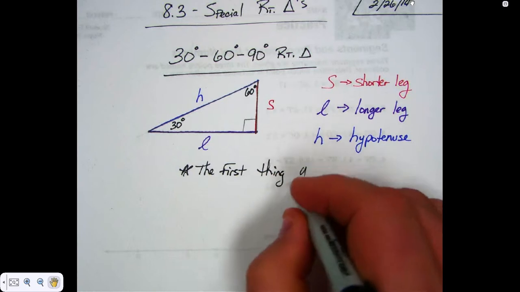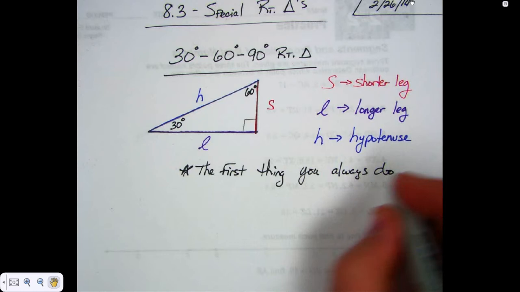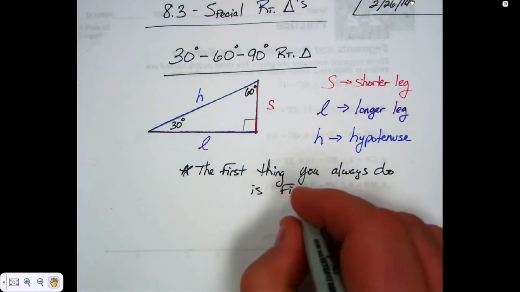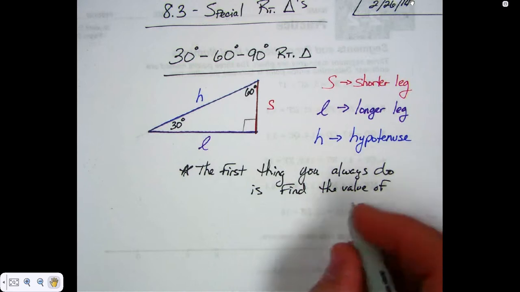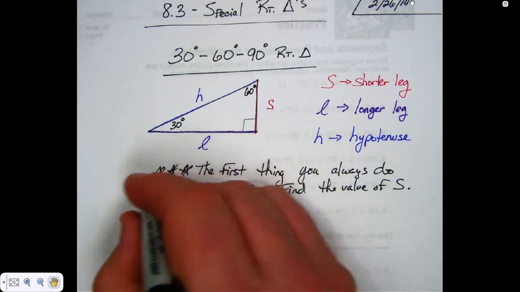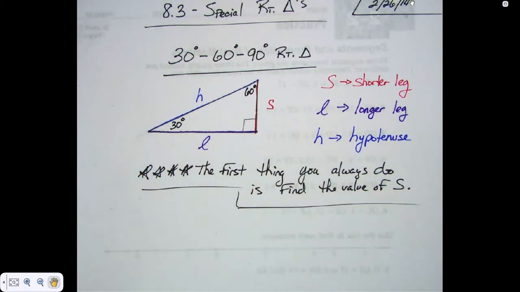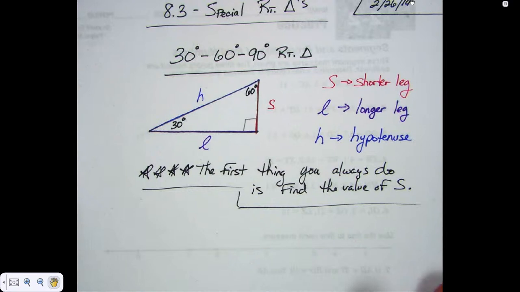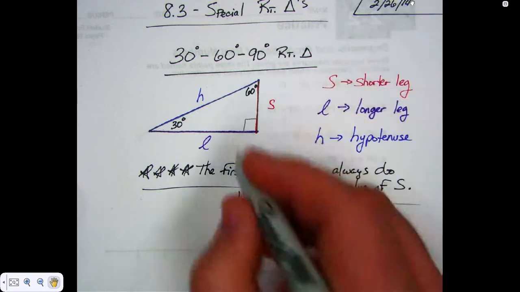The first thing you always do is find the value of S. Cannot stress that enough. Always, always, always find S first. Because here's how it works out. And here's how you find S.